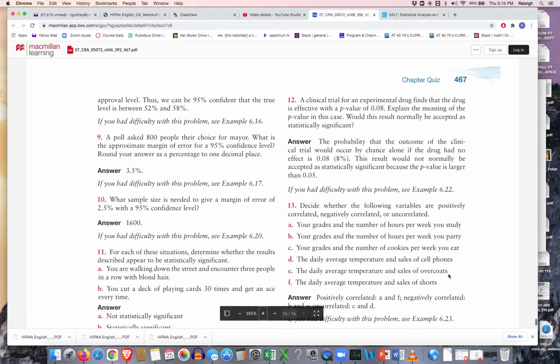This would be negatively correlated, but the easier one to see would be part F, the daily average temperature and sales of shorts. So as the temperature climbs, as you get to August, September, when it gets over 100 degrees, and people mostly wear shorts. I know I do. And nothing wrong with that. So the sales of shorts will go up higher as the temperature climbs. So this one, of course, is positively correlated.